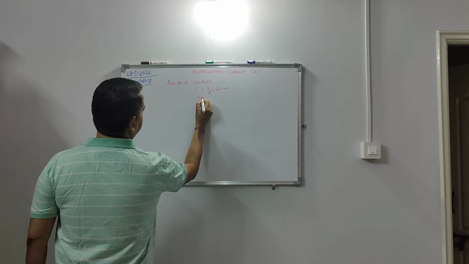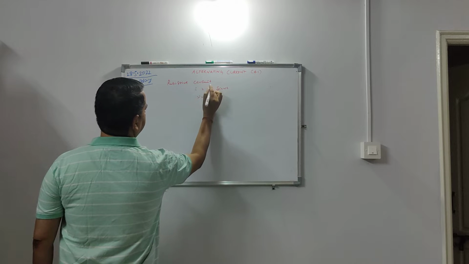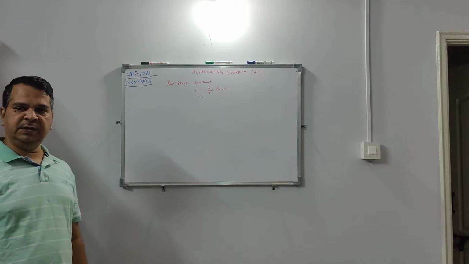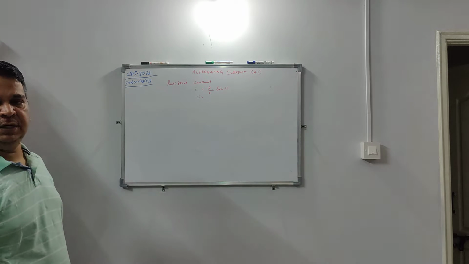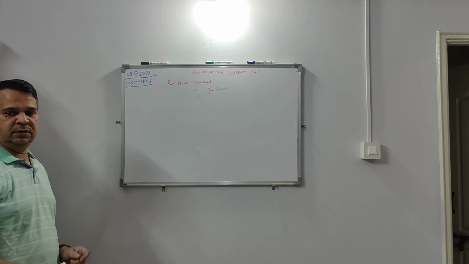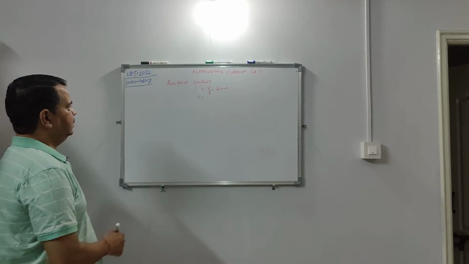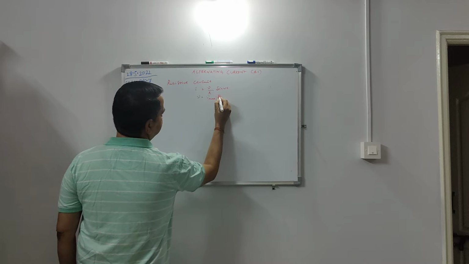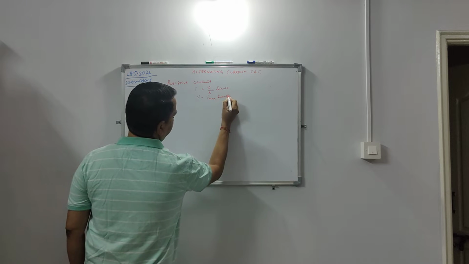V, as we showed, is the instantaneous voltage. In AC it is instantaneous. In DC it remains constant always, but in AC it is a function of time, changing every moment. It is a sinusoidal function of time. So V is equal to Vm or V max sin omega t.